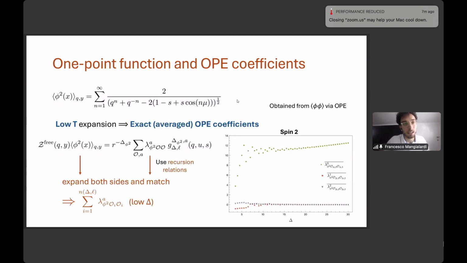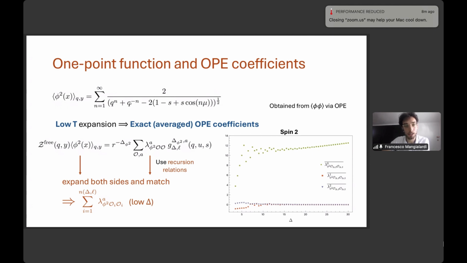So let's now move on to the more interesting case of the one-point function. In this case, we will focus on the simplest non-trivial one-point function, which is the one of phi squared. We can obtain a formula for this one-point function by taking the OPE from the two-point function of phi, and we obtain a formula of this type here. And now that we have a formula for the thermal one-point function, we can apply all the discussion that we have done concerning the OPE coefficients previously.